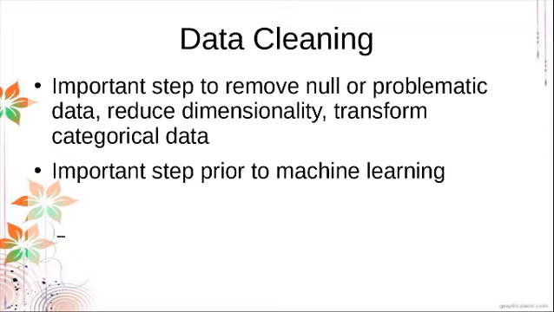And of course, we need to transform categorical data, because in data science we are reliant on computers, and at its heart, computers deal with numbers. So if you have categorical data or even unstructured data such as images, you need to transform it into something that can be analyzed, calculated, and processed by your machine. So basically, data cleaning is a very important step prior to machine learning. If you want to feed your data into a machine learning algorithm, you need first to clean your data.